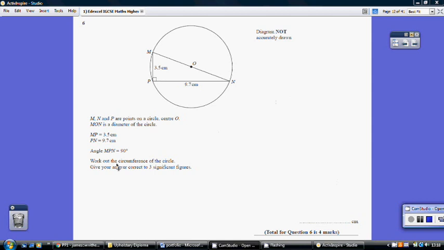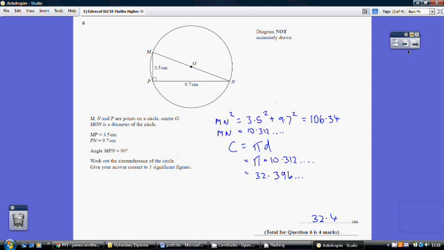Question 6. We have to work out the circumference of the circle. Now the circumference equals pi times diameter. Cottage pie is delicious, apple pies are too. That might be a way you remember this. So we're going to need to know the diameter of this circle, so the length from M to N. Now M to N is the hypotenuse of this triangle MPN, this right angled triangle.